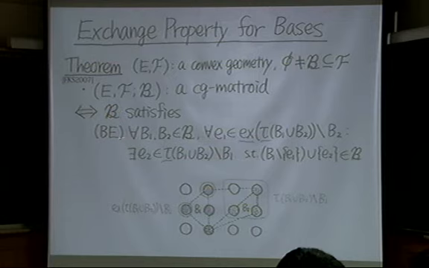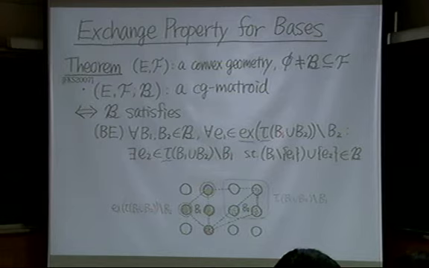The exchange property is: if we take two bases B1 and B2 and we take e1 from here, then there exists an element e2 from here such that B1 minus e1 union e2 is also a base. So this is some kind of exchange property, and I will explain this now.